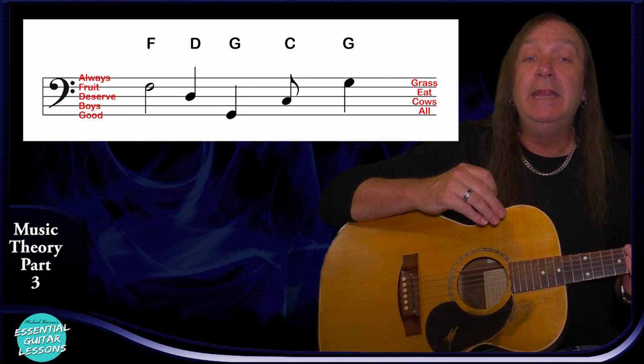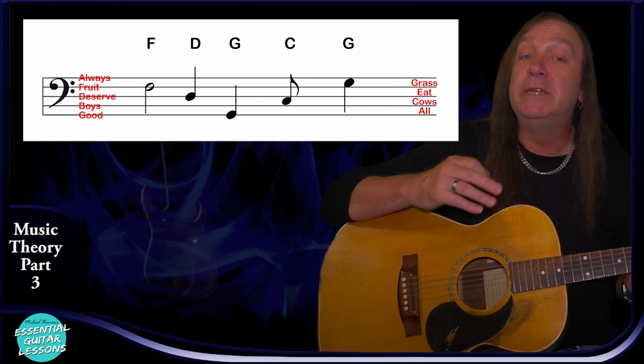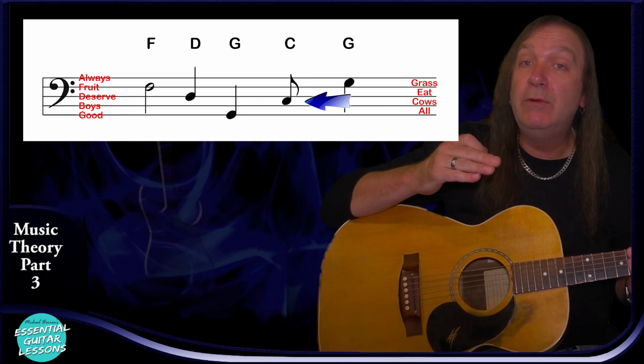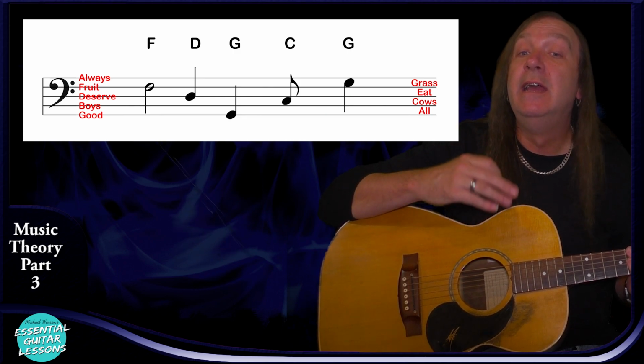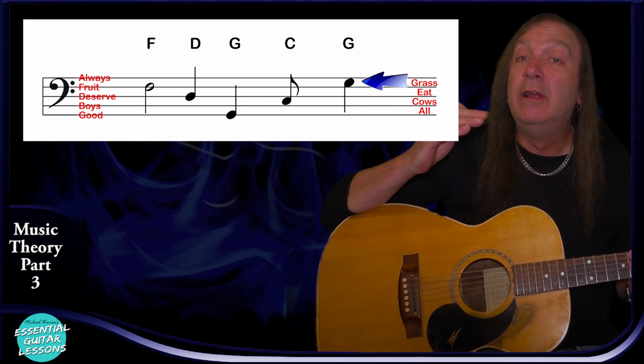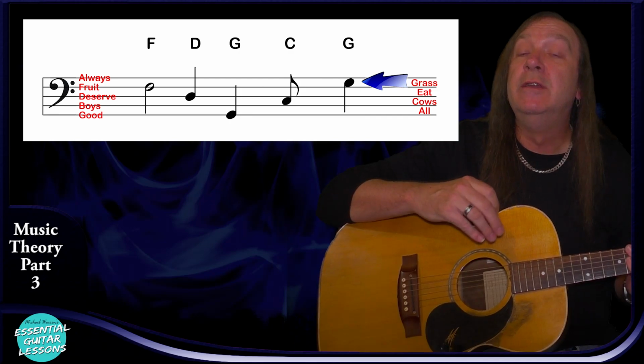If I was to put one in the second space, that would be a C, because we have our all cows eat grass, so C. And I could also put one on the top space, which would be a G. So I could put notes on any of the spaces or any of the lines, and remember our bass clef is lower than our treble clef.